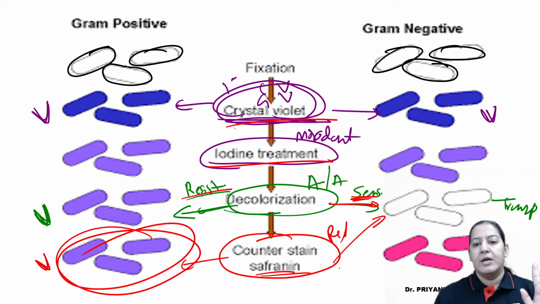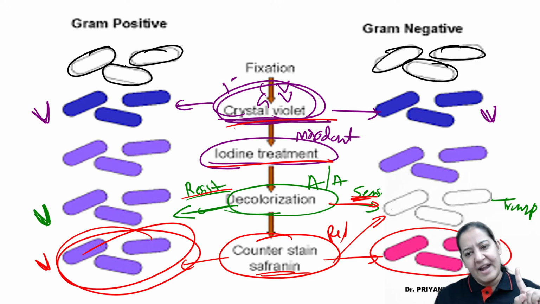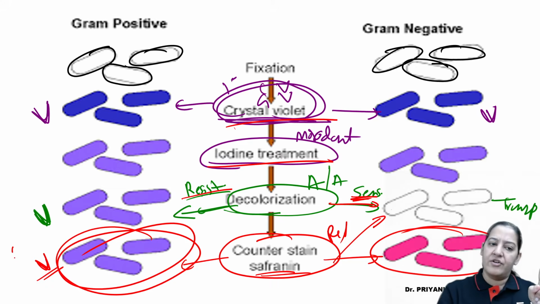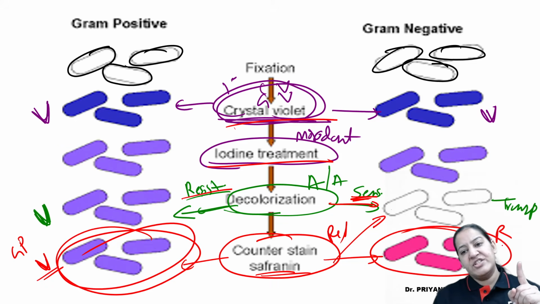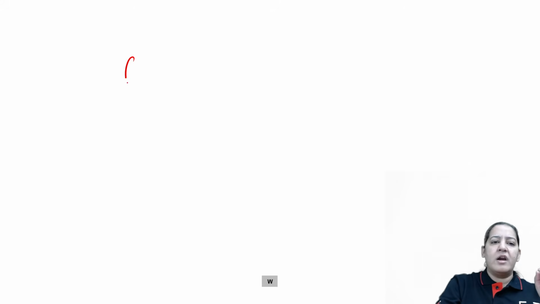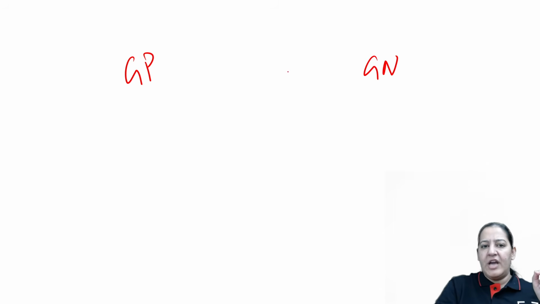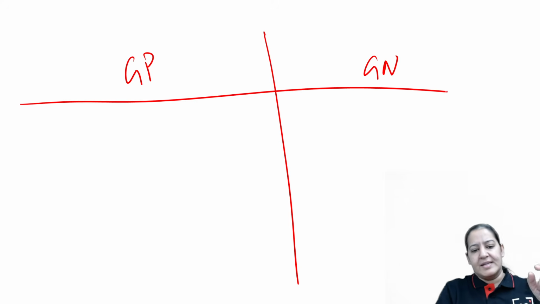Now it becomes transparent, so it will pick up the secondary stain and in the end it will be red. The bacteria which are violet in the end are gram positive, and the bacteria which are red in the end are gram negative. So can I say what are gram positive, what are gram negative? Can you enumerate the differences?